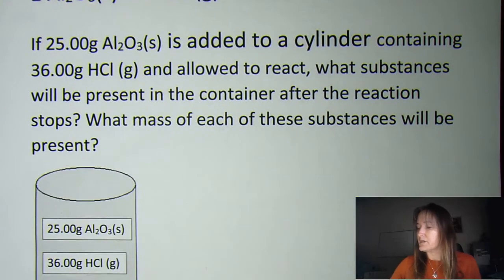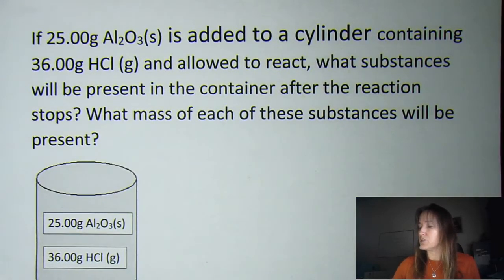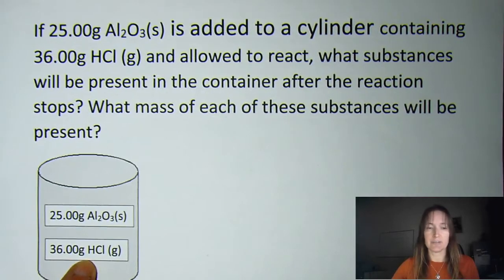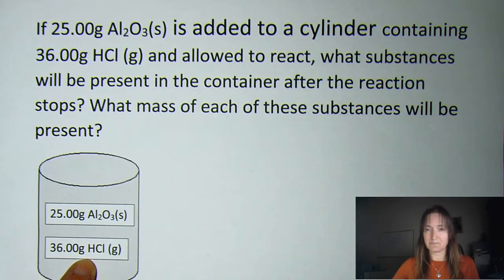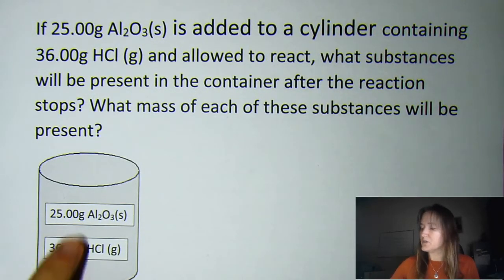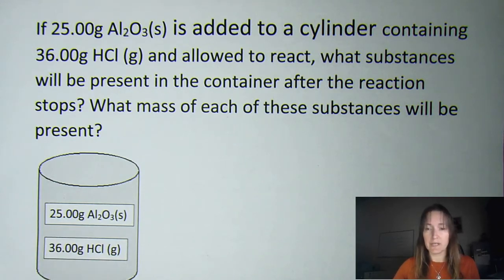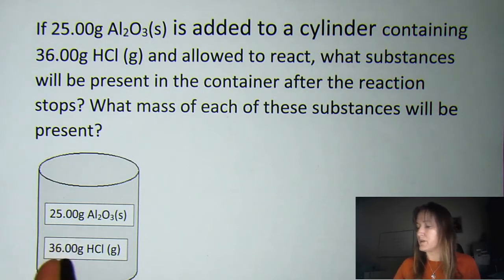So what we have here is 25 grams of aluminum oxide in this example, and we place it in the cylinder that contains 36 grams of HCl gas. When these two are mixed together in the same container, they will begin to react, and they will continue to react until we run out of one of these chemicals.